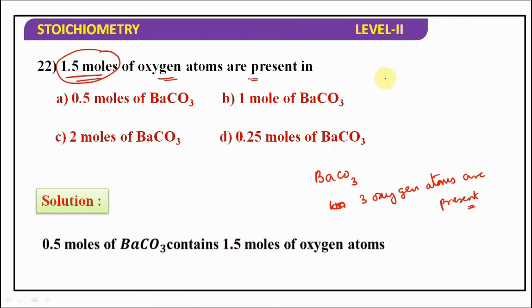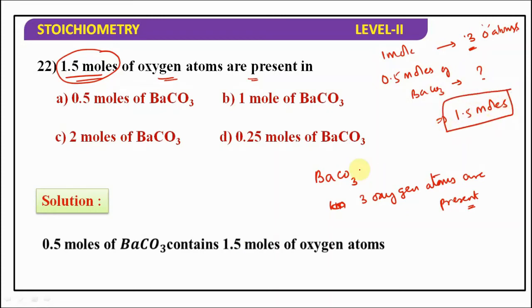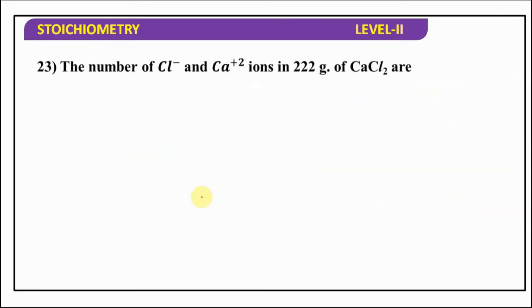And then 0.5 moles of BaCO3 consists of how many oxygen atoms? See, 1 mole, if I consider, how many? 1 mole, 3 oxygen atoms. Right? 0.5 moles consists of 1.5 moles of oxygen atoms. So, option A is the correct answer for it. Clear? It's another good question.